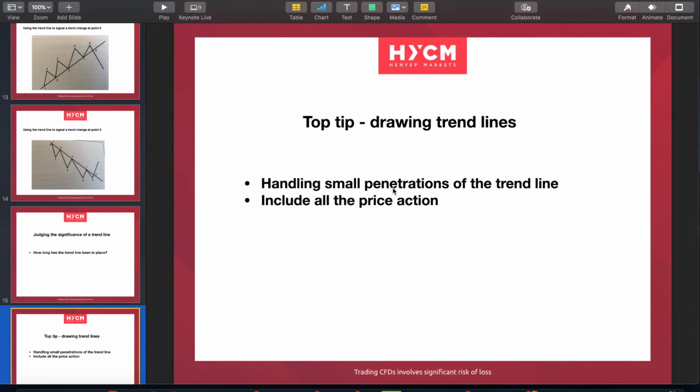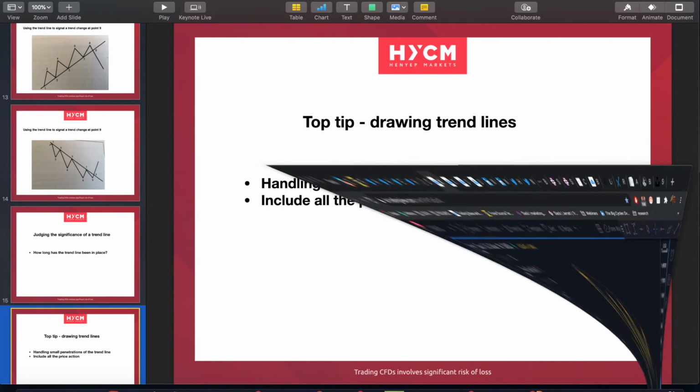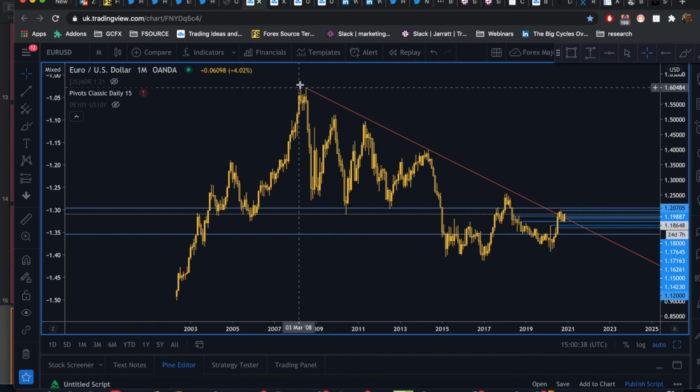Number two, when you're drawing a trend line, try to include all the price action. I find it much, much more helpful to draw a trend line at the extremes of price. So you can see here, I've drawn the trend line at the extreme of price, 1.2. Now, because I've drawn it at the extremes, it means that this doesn't technically touch the trend line, but it's clearly a successive peak. Similarly here, this doesn't touch the trend line, but it is a successive peak.